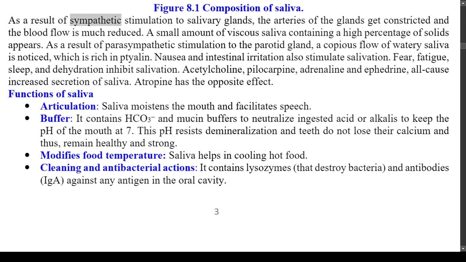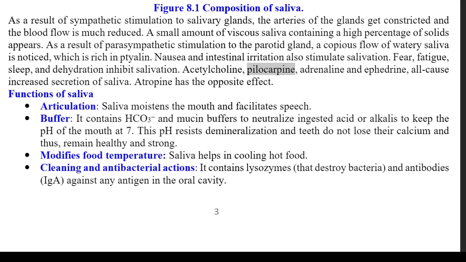As a result of sympathetic stimulation to salivary glands, the arteries of the glands get constricted and the blood flow is much reduced. A small amount of viscous saliva containing a high percentage of solids appears. As a result of parasympathetic stimulation to the parotid gland, a copious flow of watery saliva is noticed, which is rich in ptyalin. Nausea and intestinal irritation also stimulate salivation. Fear, fatigue, sleep, and dehydration inhibit salivation.